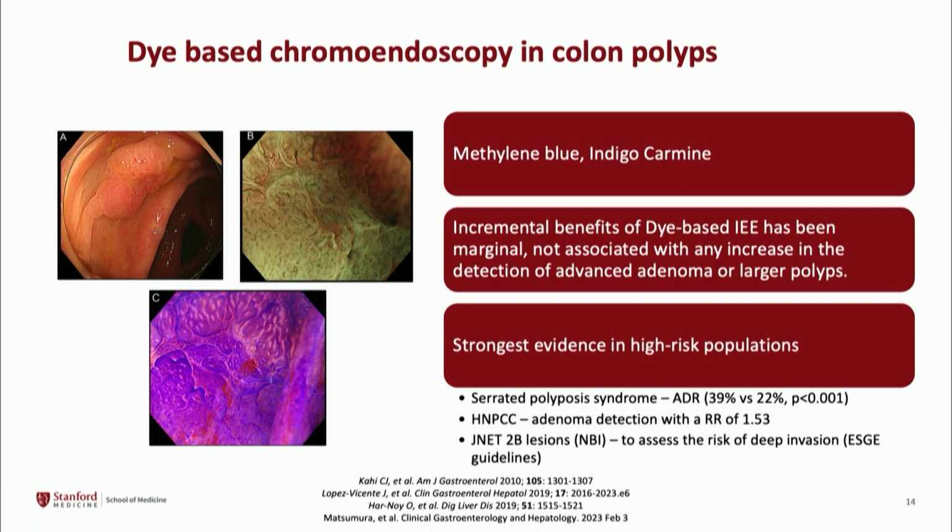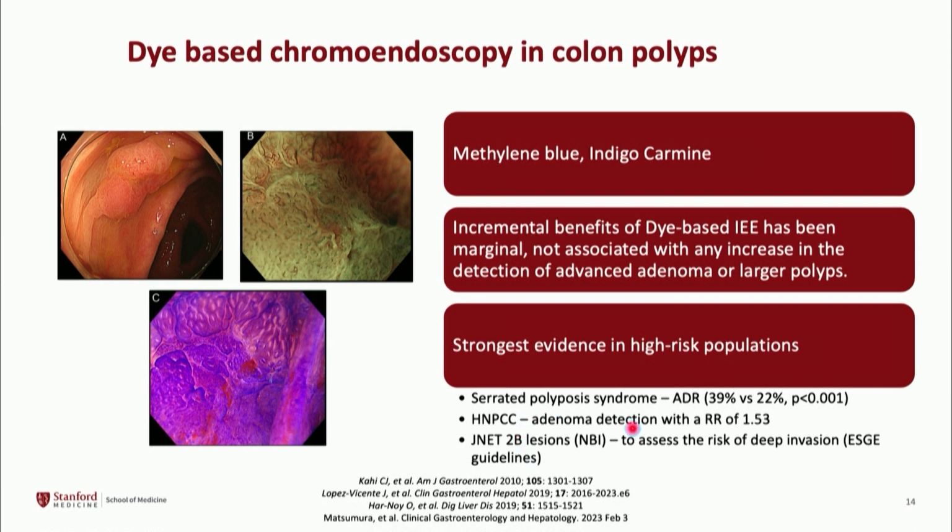The strongest evidence for use of dye-based chromoendoscopy is in certain situations like serrated polyposis syndrome, patients who have HNPCC, and on NBI, certain lesions classified as Japan NBI Expert Team 2B lesions, where you want to assess the risk for deep invasion.